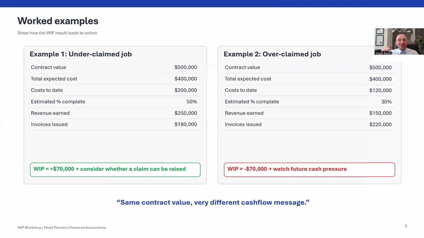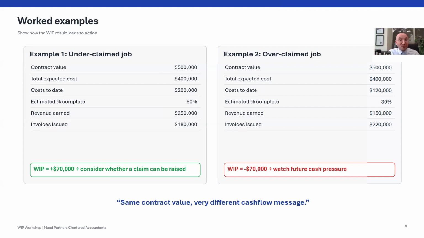Positive WIP, as far as actions to look at, may mean we need to check whether a progress claim can be raised, or review whether work has been billed correctly. When we have negative WIP, we need to be mindful of future cash flow, because technically we've got that cash sitting in our bank account to fund the balance of that project.